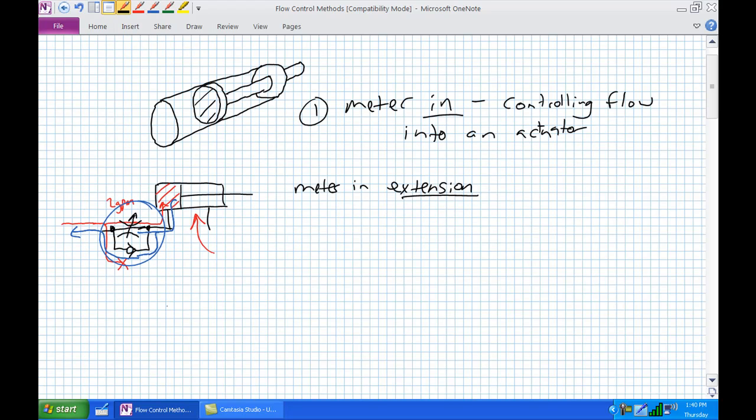So let's take this to the next step. Meter in retraction. Where do I put my flow control valve? And if it's got a check valve bypass, how do I set up the check valve bypass? Okay, meter in retraction. So to get this double acting cylinder to retract, I need to put pressurized flow on the rod end. Okay?